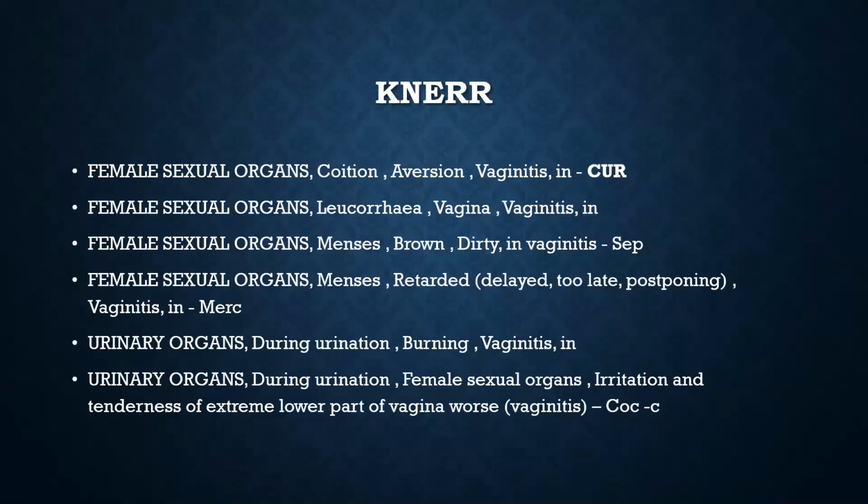Female sexual system, coition, sexual organ, coition, aversion, vaginitis in, leukorrhea, vagina, vaginitis in, menses brown, dirty in vaginitis, then menses retarded, vaginitis in. Like these are the different symptoms that a patient can come up with. And during urination, burning, vaginitis in. During urination, females irritation of the and tenderness of the extreme lower part of the vagina, and that too in vaginitis. These are the things which are given under NER.